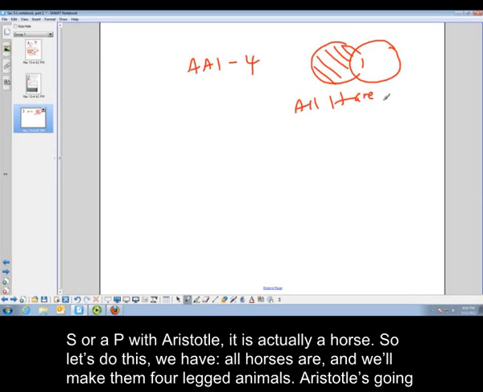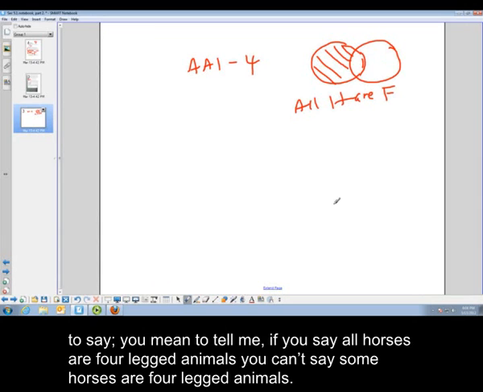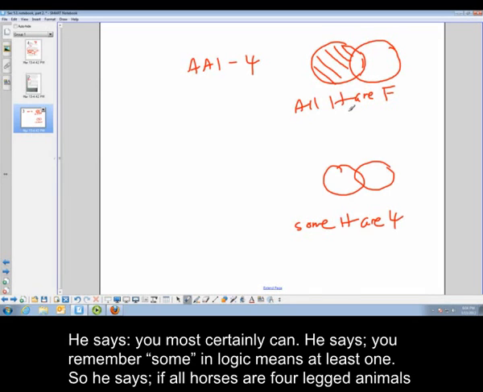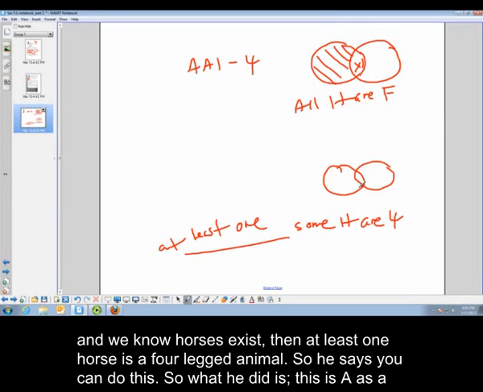So we have all horses are, and we'll make them four-legged animals. Aristotle's going to say, you mean to tell me if you say all horses are four-legged animals, you can't say some horses are four-legged animals? He says you most certainly can, right? He says, you remember some in logic means at least one, right? At least one. So he says if all horses are four-legged animals, and we know horses exist, then at least one horse is a four-legged animal. So he says you can do this.